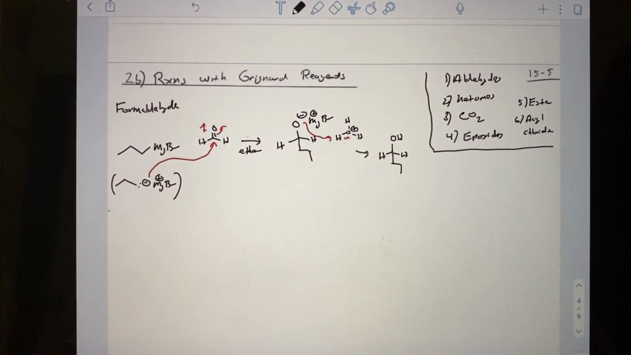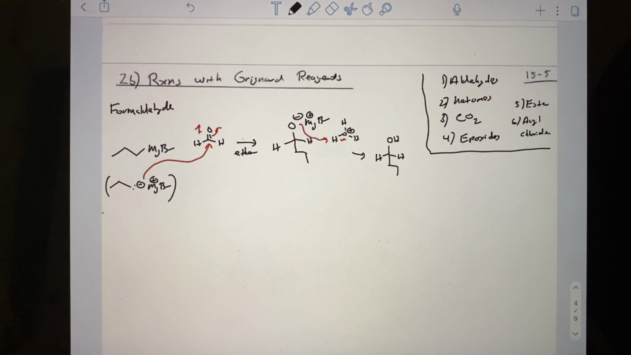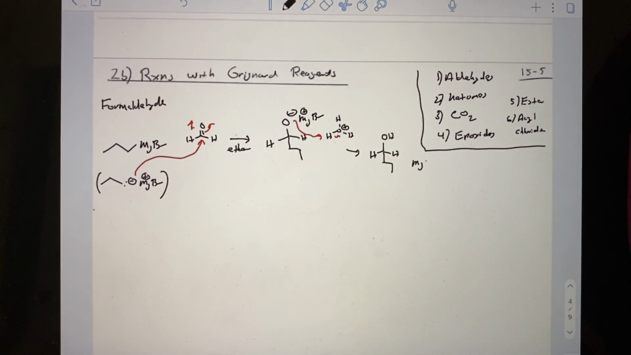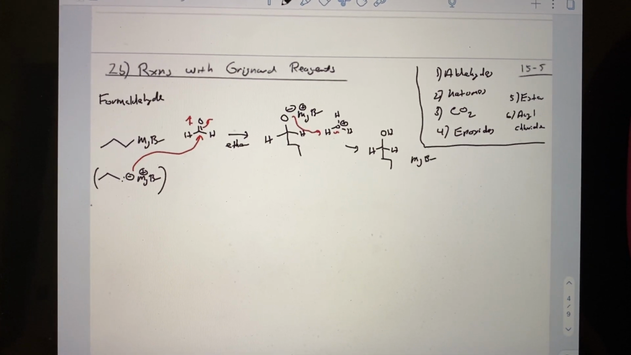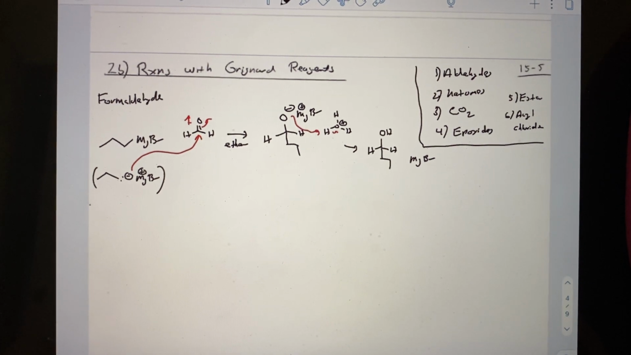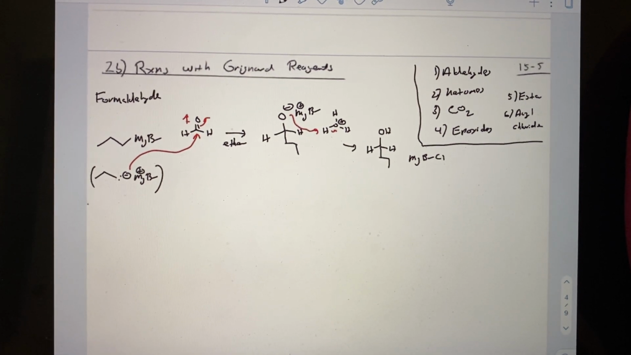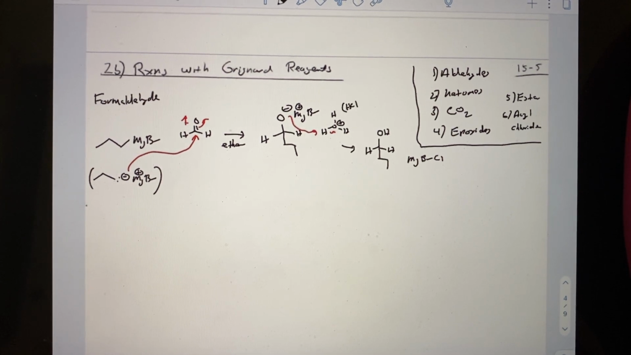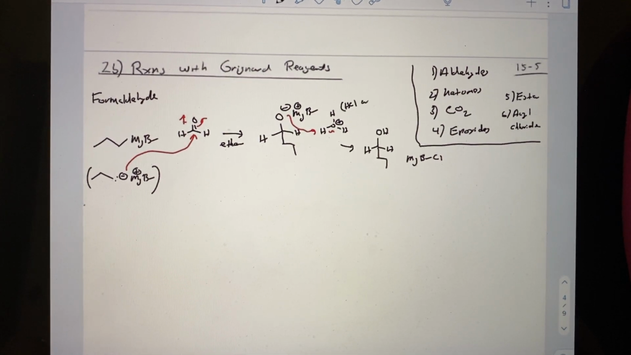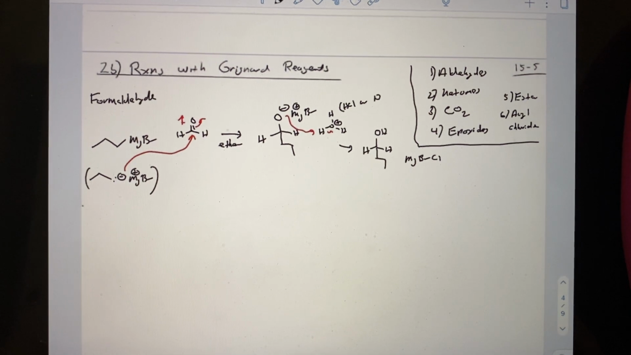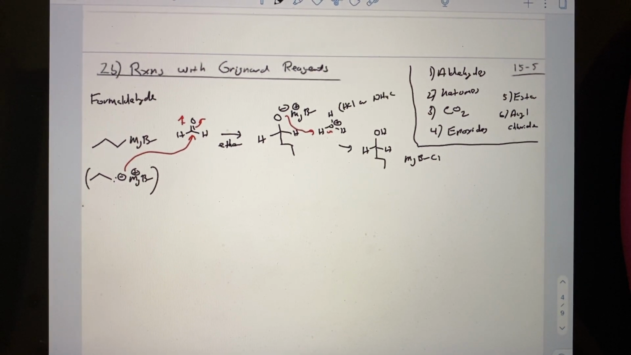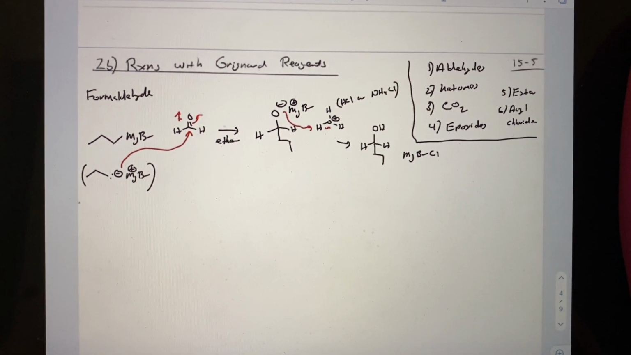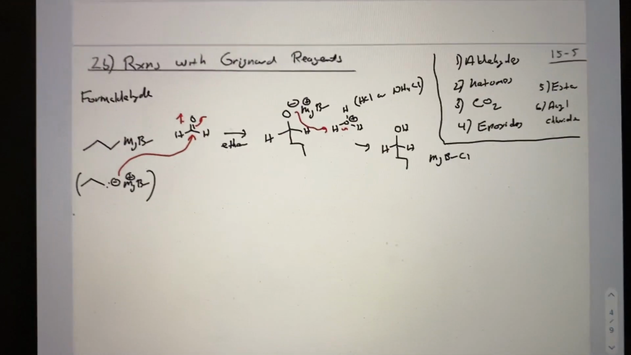Added our carbons. And then we're going to end up with magnesium bromide here. And then let's just put a chloride there. So let's say we use just a little bit of HCl or even ammonium chloride. This is a detail here, not the main part of the reaction, but just something to add in here.